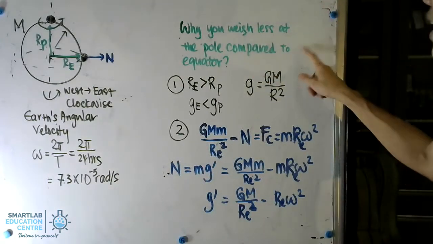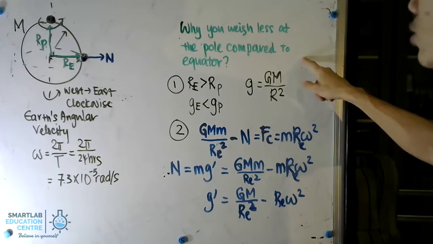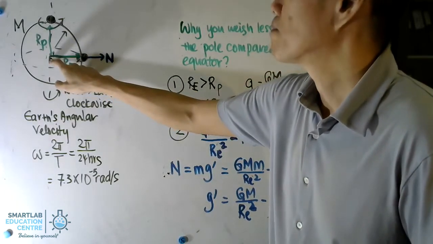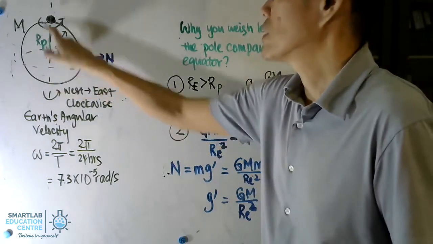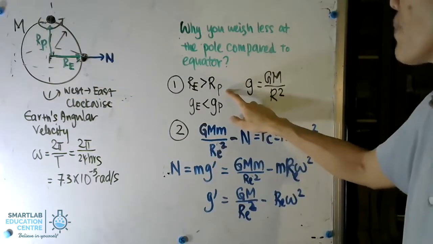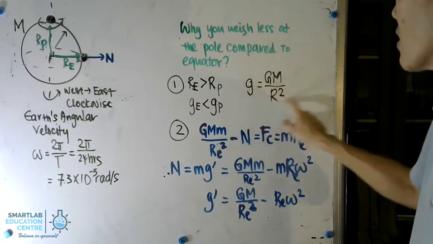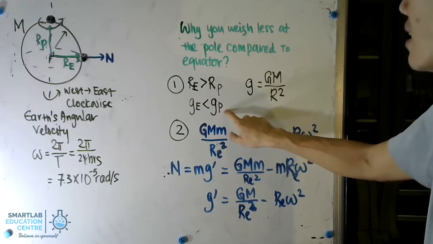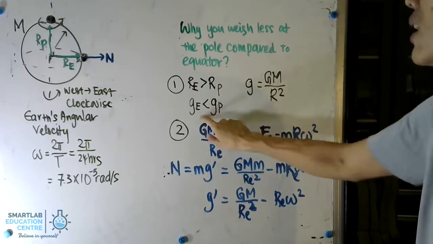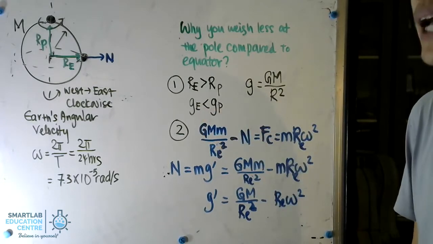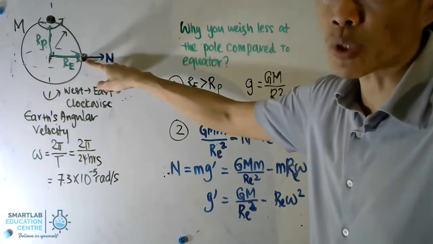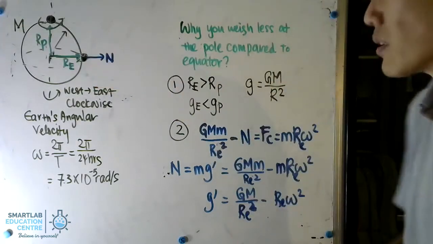Okay, there are two reasons why you weigh less at the pole compared to the equator. The first reason is that the distance from the center of the Earth to the pole is actually shorter. Since it's shorter, R is of a smaller value. You'll find that the acceleration due to gravity will end up being a higher value as compared to at the equator. The second reason is that the object at the equator undergoes circular motion.